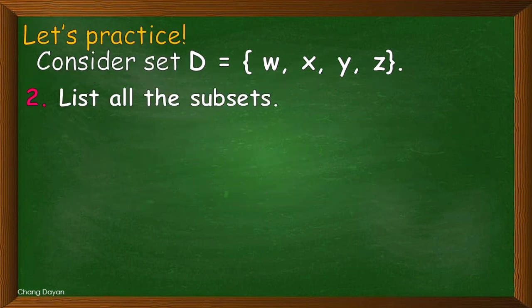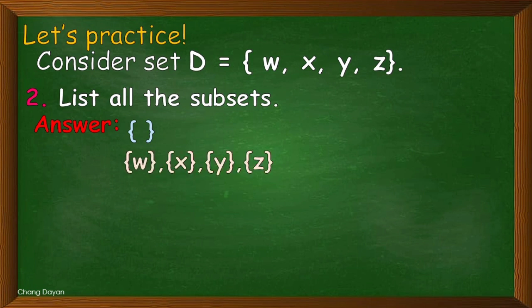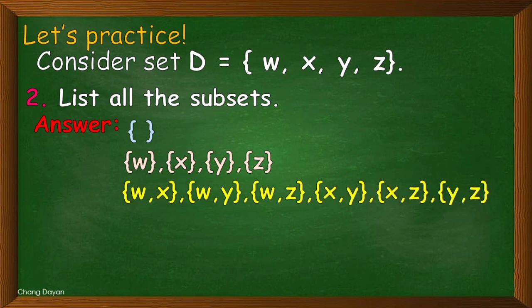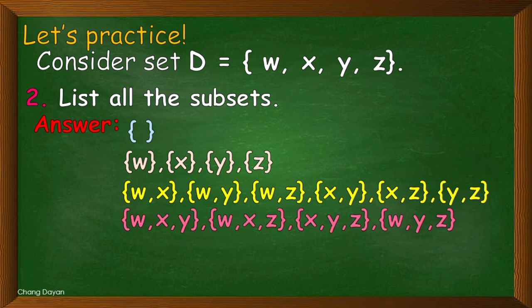Now, let us have number 2. List all the subsets. So, ilista lang natin. Unang-una ay ang empty set. Kalawa, syempre, yung 1 by 1. So, set of W, set of X, set of Y, set of Z. And then, yung dalawahan. And then, yung tatluhan. And then, the given set itself. So, we have here 16 subsets.